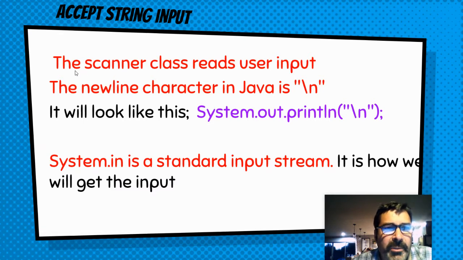Get out your notes and type this in. The scanner class reads user input. The new line character in Java is this. It will look like this. And you don't have to write this part. That's what it's going to look like in the code. And okay, so this is all stuff we're going to use.